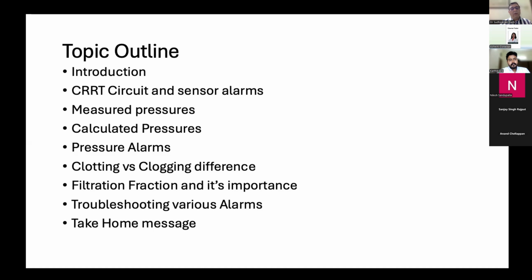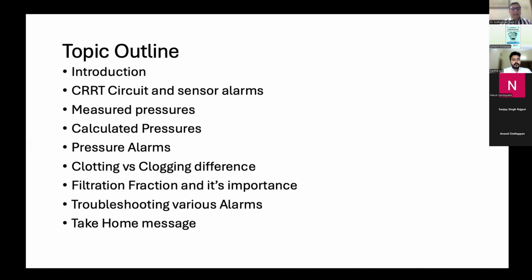And there is always a question and debate whether it is a clotted filter or a clogged filter. So that thing will be cleared in our mind through this discourse itself, whether the filter is clotted or clogged. Then the most important part of our conversation will be the filtration fraction and its importance, why filtration fraction is needed, and whether it can be calculated or automatically calculated by the machine itself. Then the troubleshooting of various alarms. And lastly, there will be a take-home message.